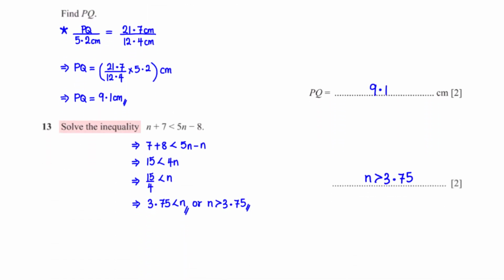Solve the inequality. n plus 7 is less than 5n minus 8. First, let's group like terms. Plus n becomes minus n on the other side of the inequality, and minus 8 becomes plus 8 on the other side of the inequality. 7 plus 8 is 15. 5n minus n is 4n. When we divide both sides by 4, this is what we get. 15 divided by 4 is 3.75 in decimal. So we have 3.75 is less than n, or better still, n is greater than 3.75.